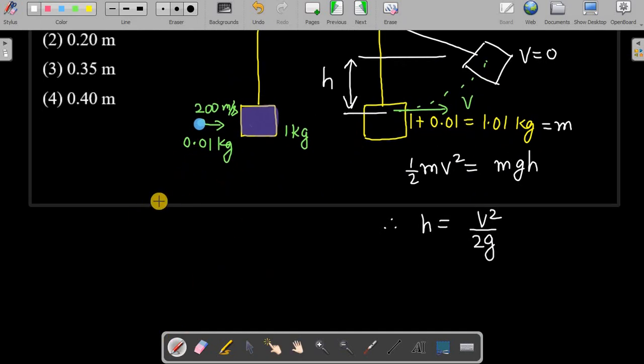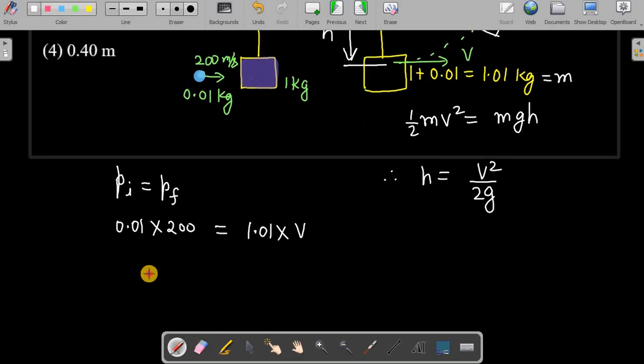So what will be the velocity? Let's apply momentum conservation. Initial momentum and final momentum, just before and just after collision only, because after this point onwards it is going up, and that time there are other forces acting. During collision, the only force we have to take is the impulsive force. So initially the bullet has mass 0.01 and velocity 200, and the bob was at rest. Finally the total mass 1.01 is moving with velocity v.